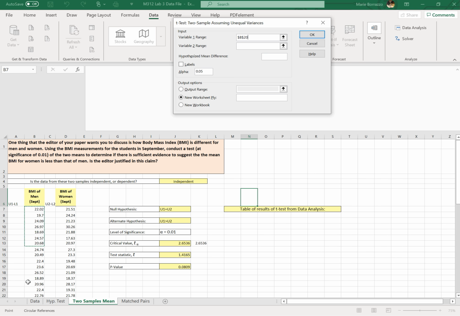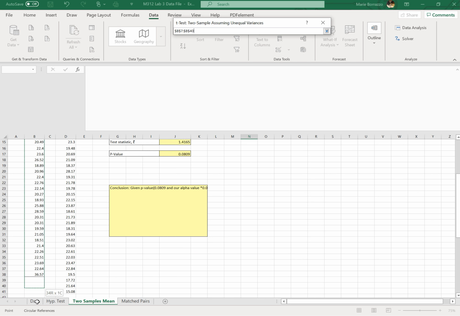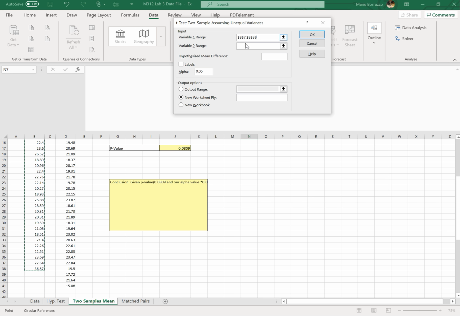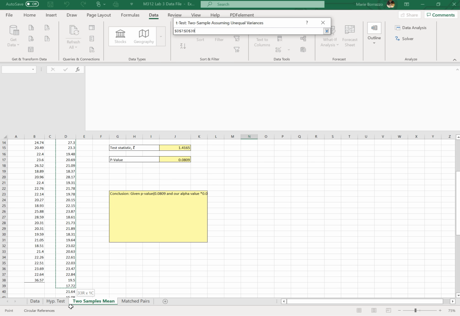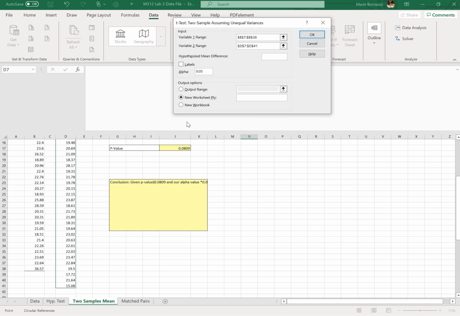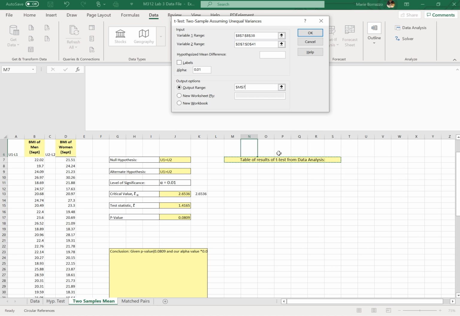Variable 1 will do the men. Variable 2, we'll put in the women. All right, let's see what we get when we do this. It should match what we got. Our alpha at 0.01. We don't have labels, and I'm going to throw the output over here. Let's go here. Table of results. I hit OK.